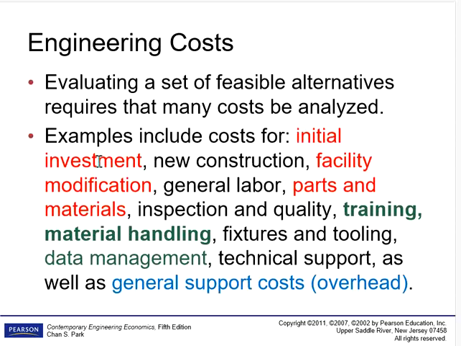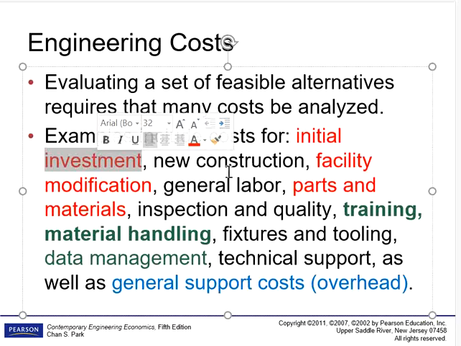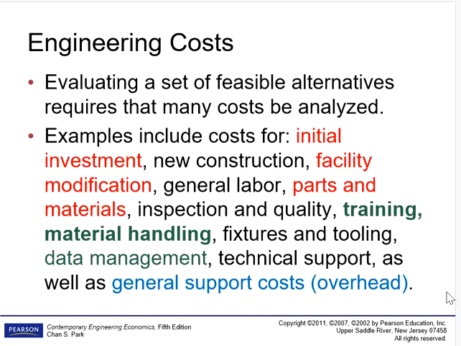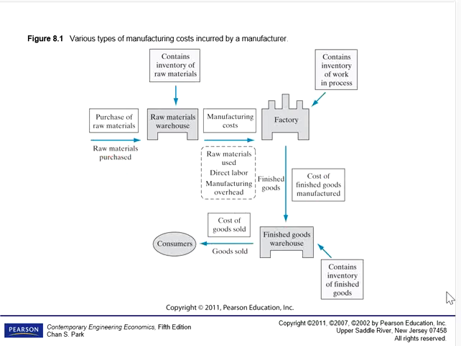Maybe you have an initial investment, the cost of purchasing a new machine, the cost of constructing a new building, or you want to update your current facility or factory modification, labor cost, parts and materials, inspection and quality, training, material handling, some fixture and tooling, data management, technical support, as well as general support costs. These are different types of costs which you have to deal with in your daily life as an engineer. You must understand which of them is a product cost and which are period costs. Their classification is very important, because at the end it will affect the profitability of the firm as well as the selling price. That's why we need to look at it in more detail, right?